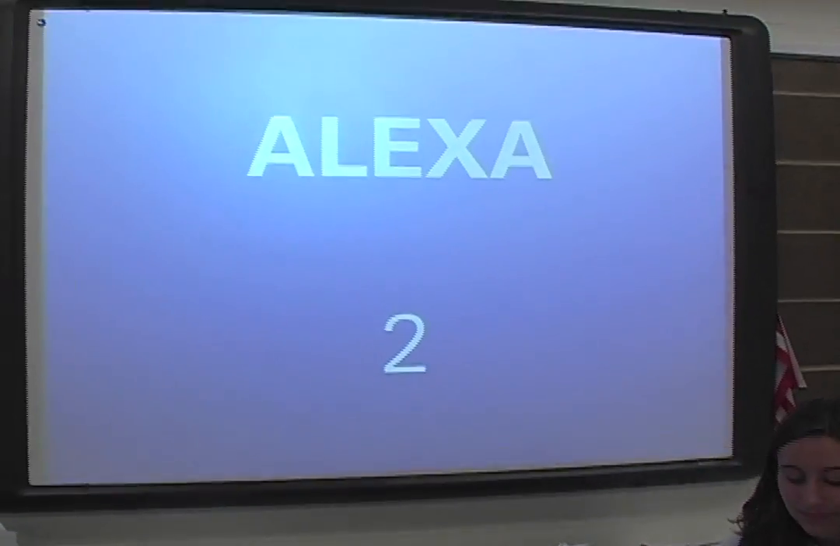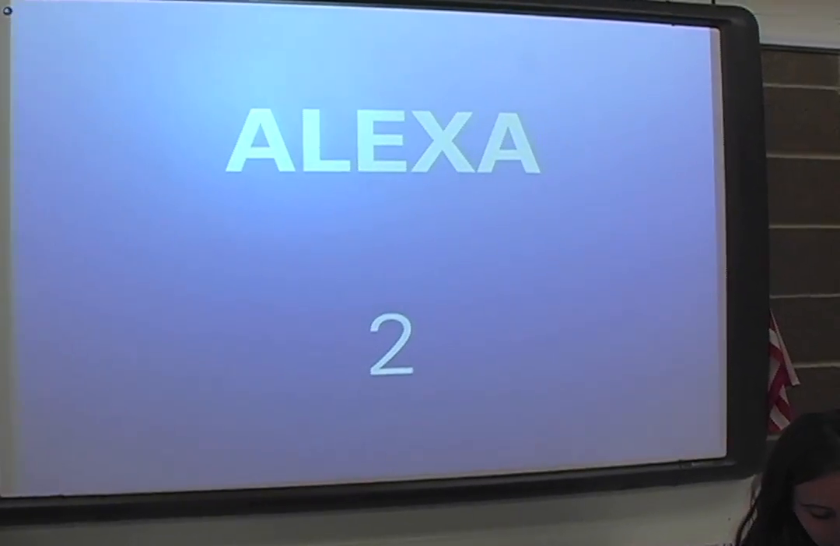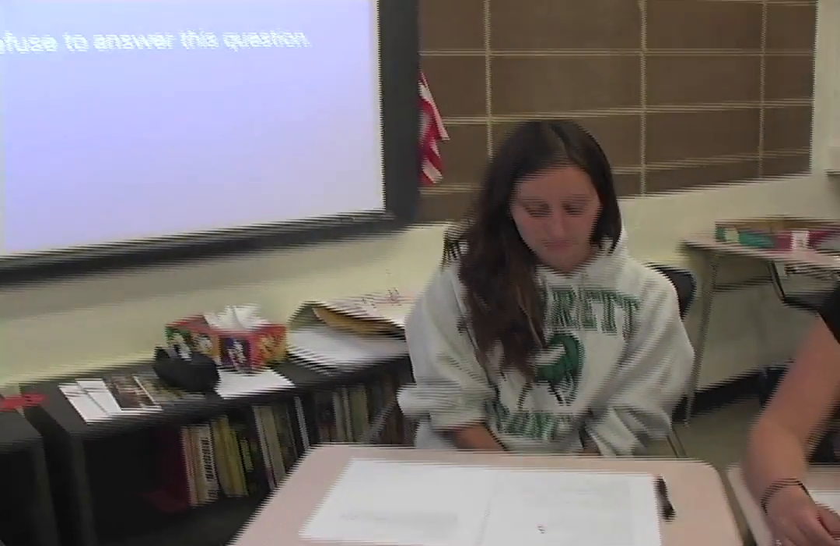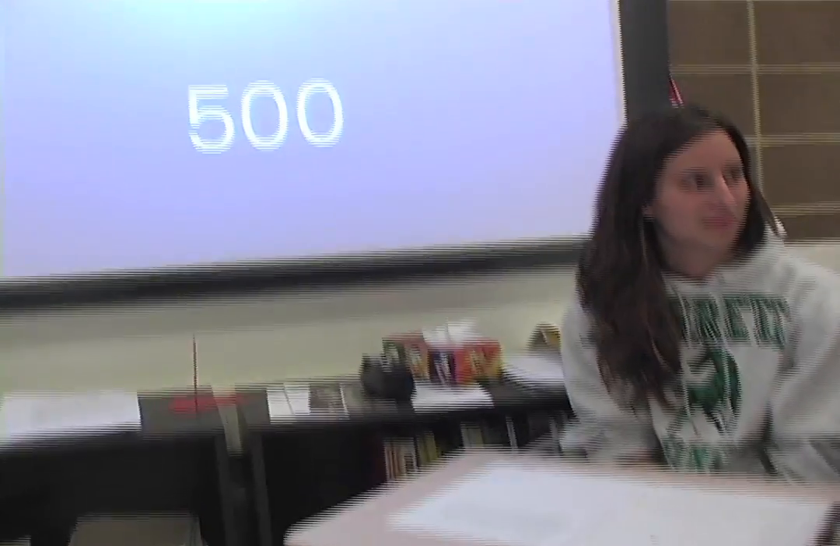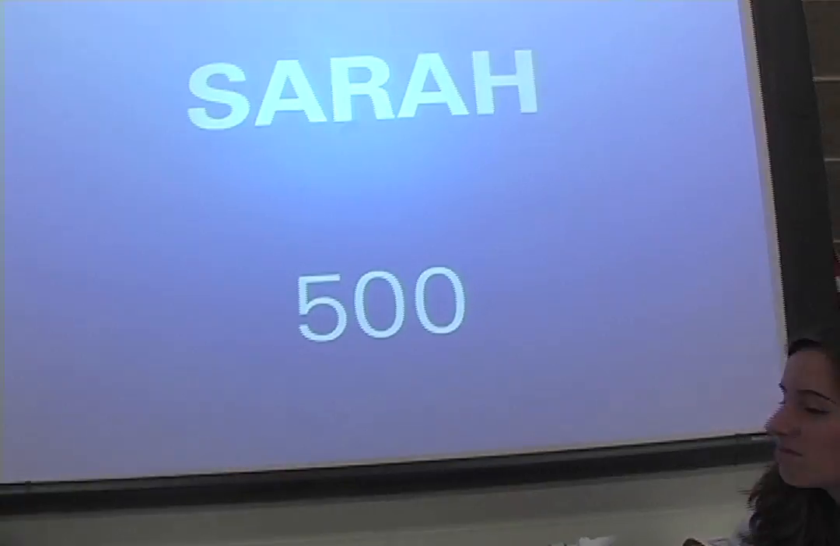All right, contestants, time is up. Alexa, can you please show us your wager? All right, you were wagering 2 points. Now show us your answer, Alexa. My answer is that I don't drink soda, so I don't know how to do this problem. Okay. I'm sorry, Alexa, but that is incorrect. You now have 998 points. Sarah, please show us your wager. 500 points.